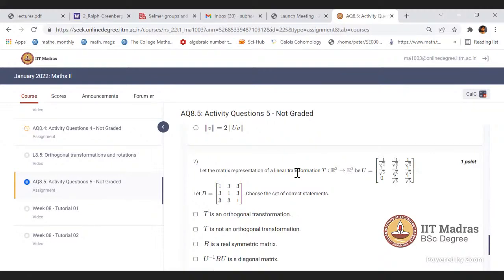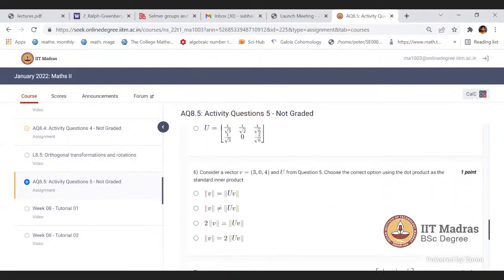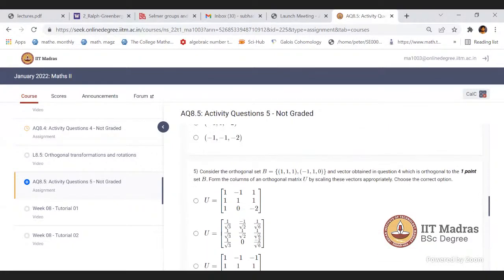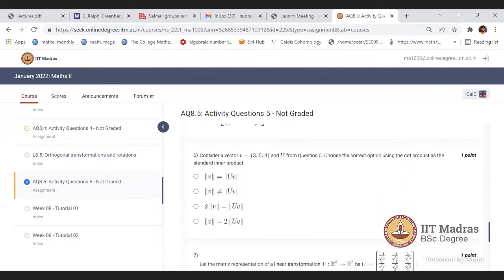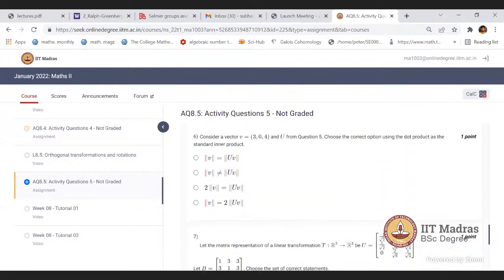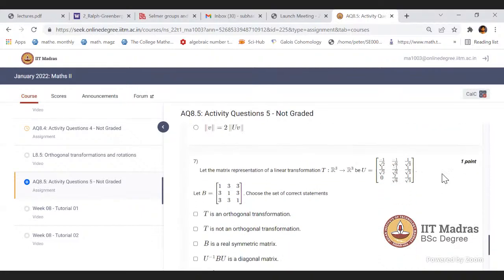But here, can I say it is the standard basis? Nothing is mentioned. So basically, you can say it is with respect to some orthonormal basis. So I cannot build a direct correlation between T and U. T is a function of U, but I don't know what the relation between T and U is.